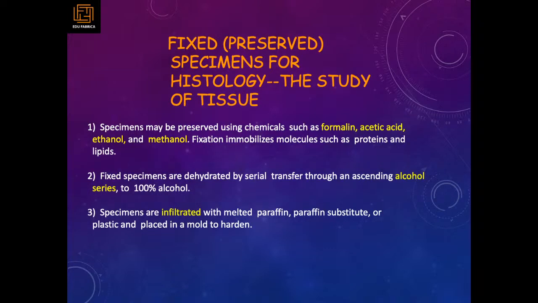Then there are fixed or preserved specimens for histology, the study of tissue. Specimens may be preserved using chemicals such as formalin, acetic acid, or ethylene, and fixation immobilizes the cell components such as your proteins and lipids. Fixed specimens are then dehydrated by serial transfer through an ascending alcohol series to 100% alcohol. So you do like 70%, 80%, 90%, then 100%. Then you infiltrate the sample with melted paraffin or a substitute, and then you mold it into a hardened substance.